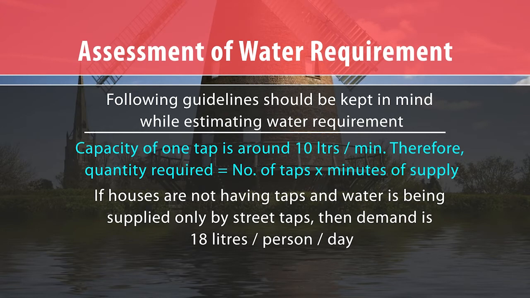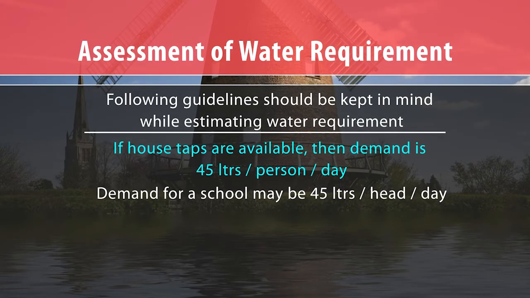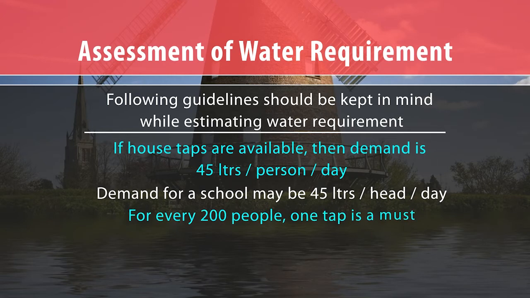Capacity of one tap is around 10 liters per minute. Therefore, quantity required is equal to number of taps times minutes of supply. If houses do not have taps and water is supplied only by street taps, then demand is 18 liters per person per day. If house taps are available, then demand is 45 liters per person per day.